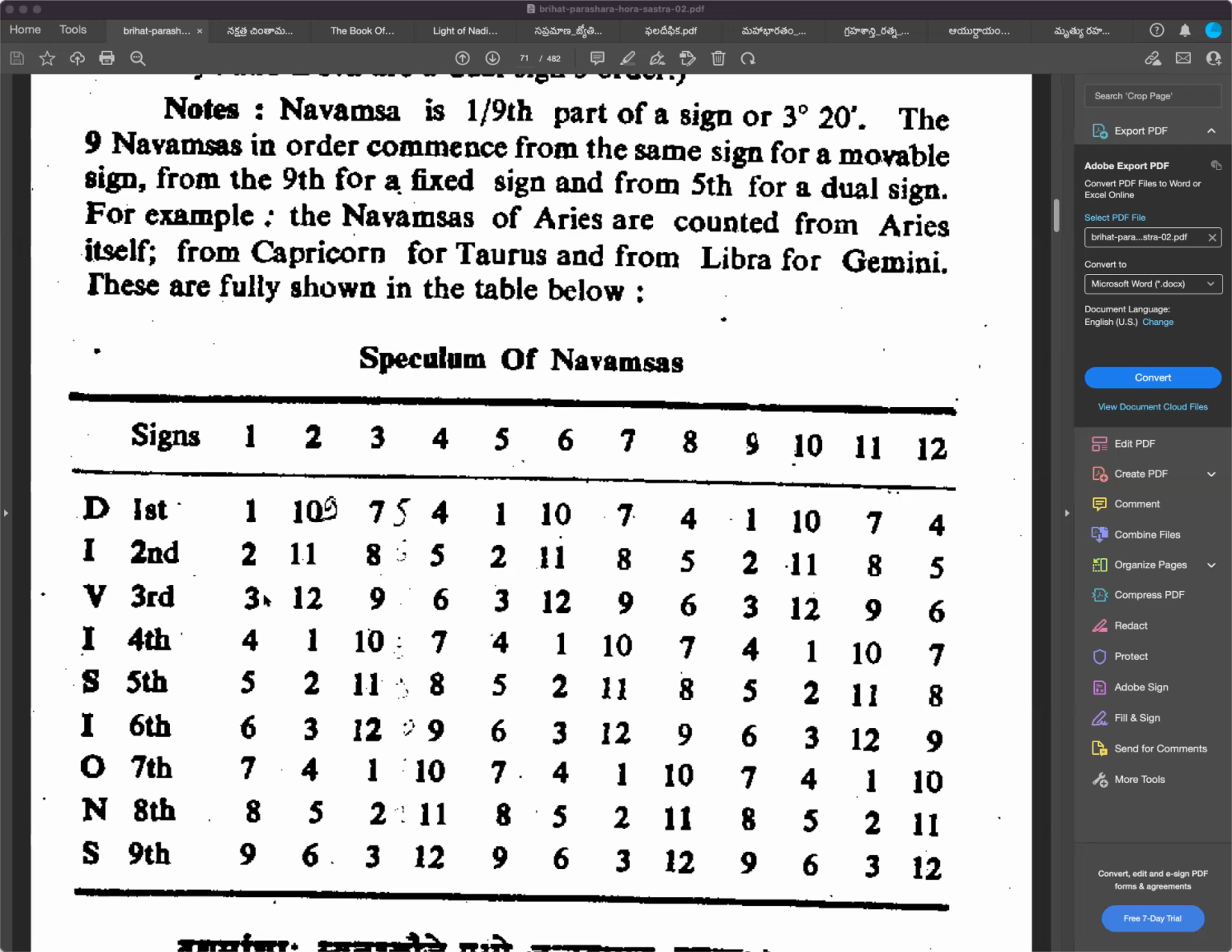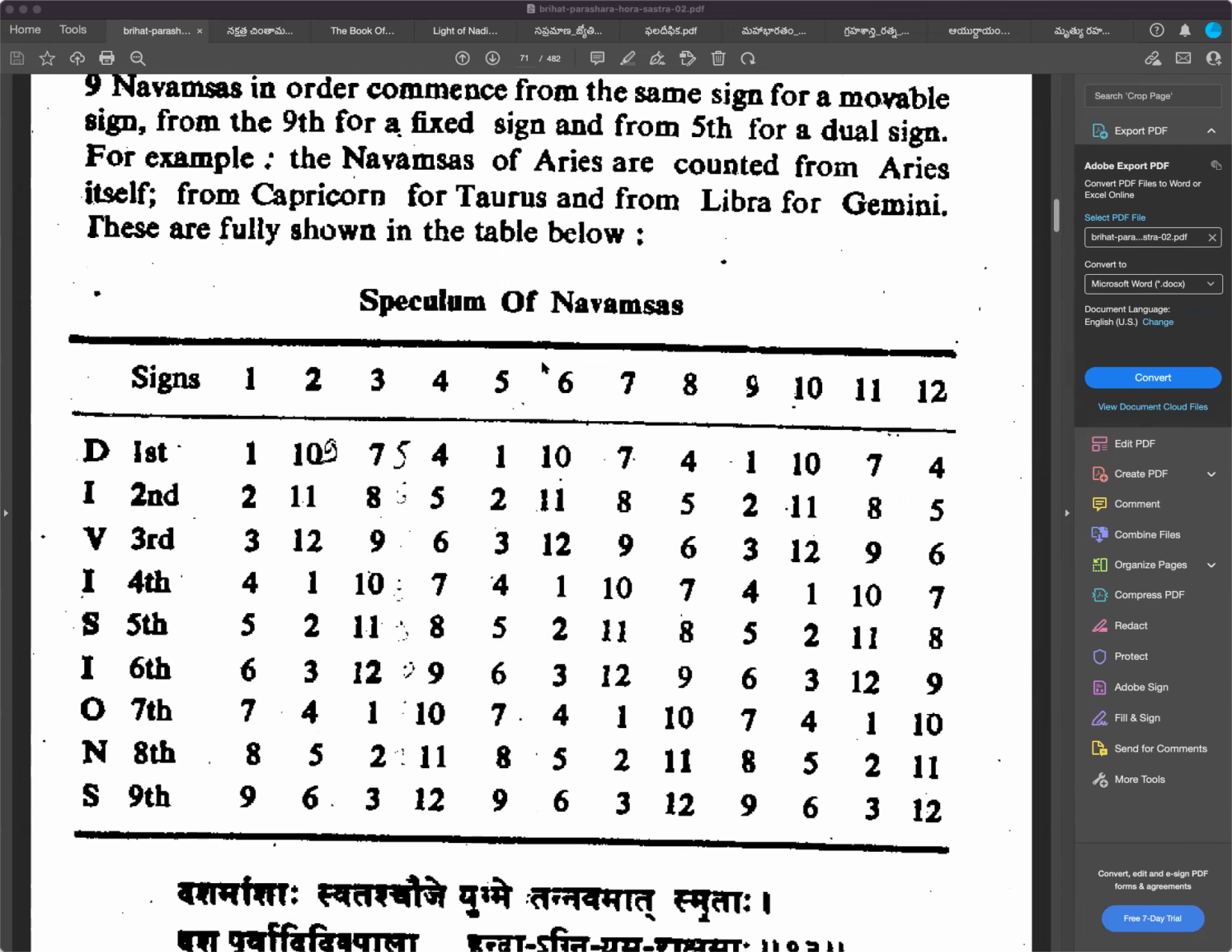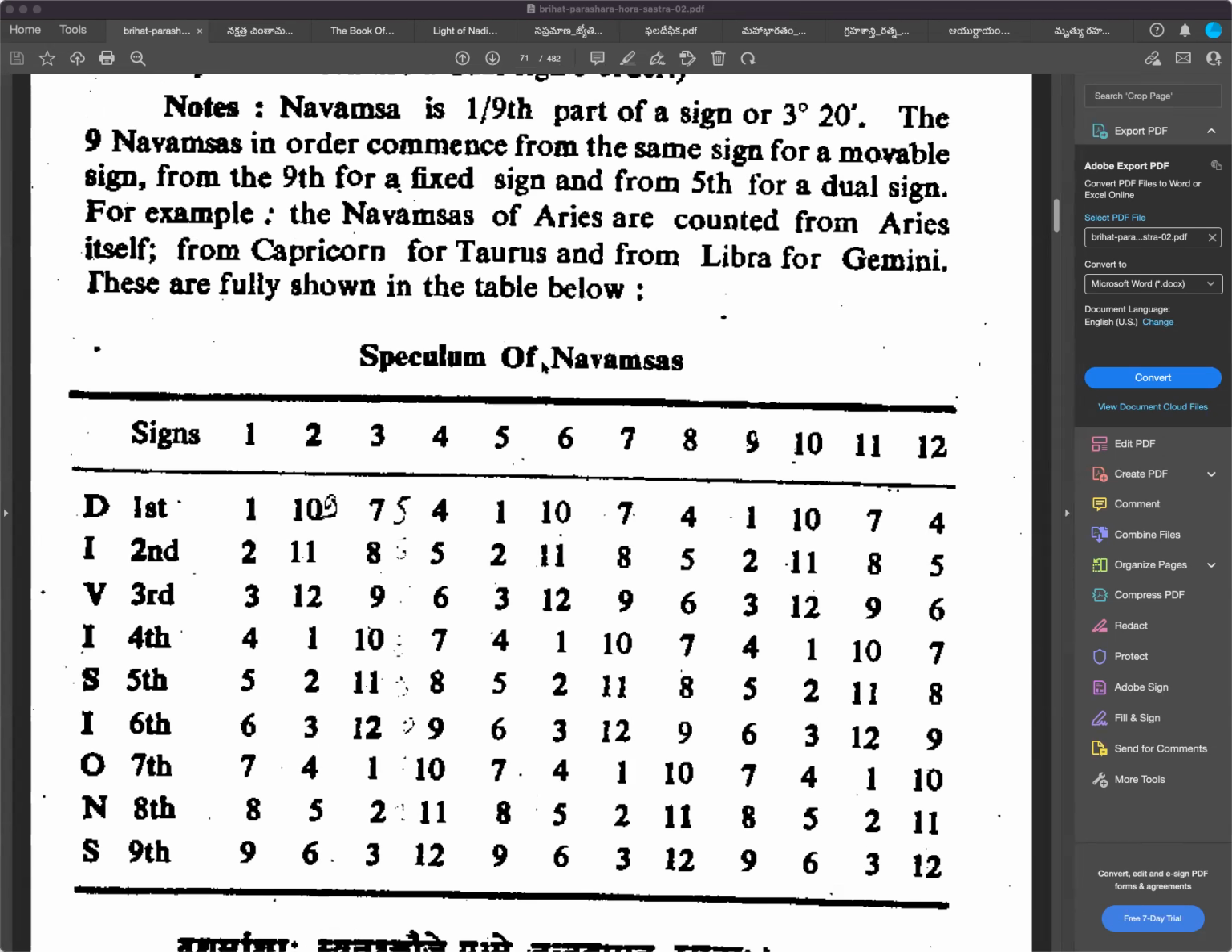They have given principles here on where we need to start. But it is simple: Jupiter nakshatras, Moon nakshatras and Ketu nakshatras all will start from Aries. Then Venus, Mars, Saturn will start from Leo. All the remaining nakshatras will start from Sagittarius. Once we know this formula, we can easily construct Navamsha.